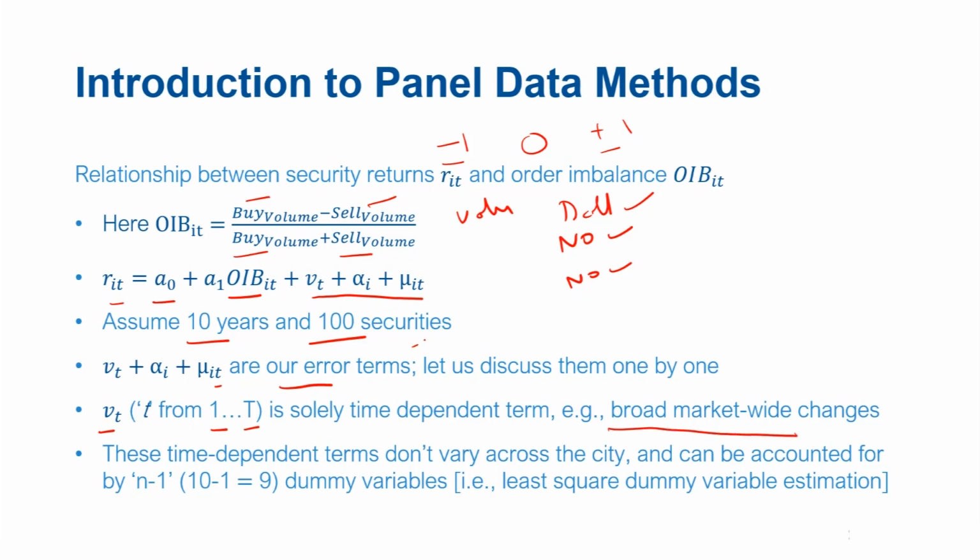For example, changes in monetary policy, maybe changes in policy rate like the repo rate in India or the Fed rate in the US. These time dependent terms do not vary across securities, and those of us who have done some kind of regression course and dummy variable analysis would recognize that simply accounting for t-1 dummy variables, which in this case, if there are 10 years, is 9 dummy variables, can easily account for this Vt factor.